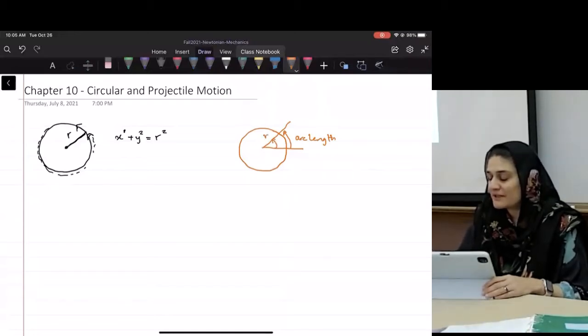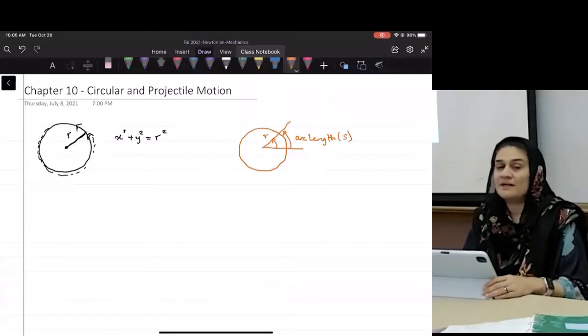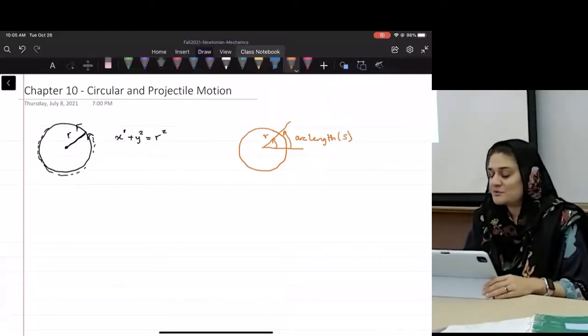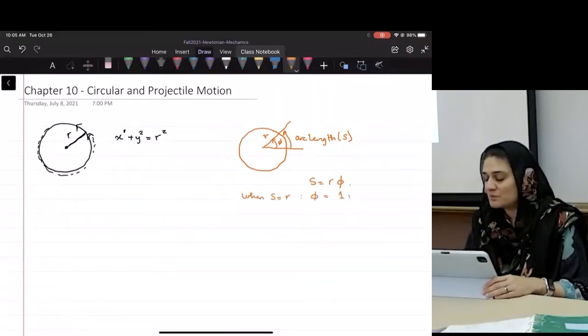This is the radius, and we usually represent arc length with S, the radius with R, and the sweep angle with phi. So we can write S equals R phi. When S equals R, phi is what we call 1 radian.